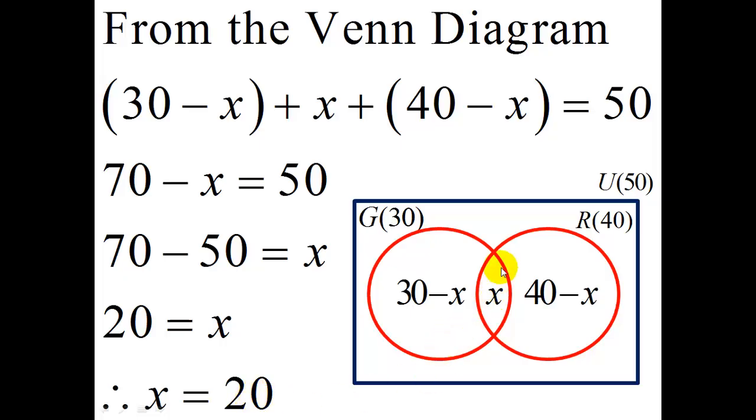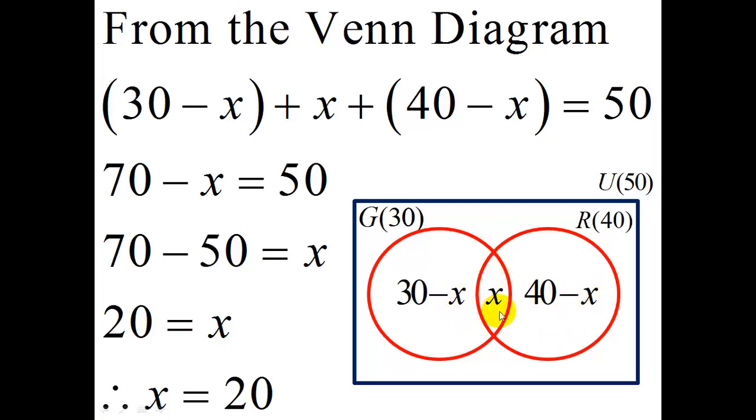This means that 20 traders sell both Gary and rice. So assuming you were asked to find the number of traders who sell only Gary, that will be 30 minus X. If you subtract 20 from 30, you get 10. If you want to know the number of traders who sell only rice, you subtract the 20 we have gotten from 40. And so 40 minus 20 will be 20.